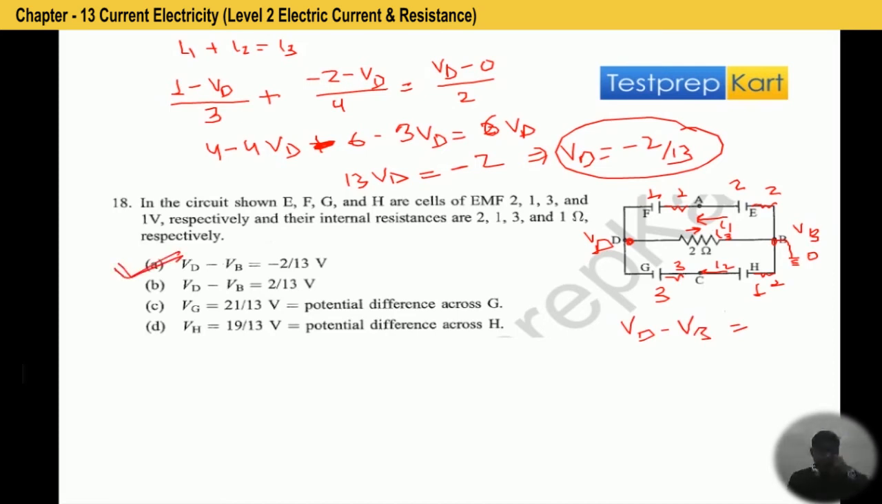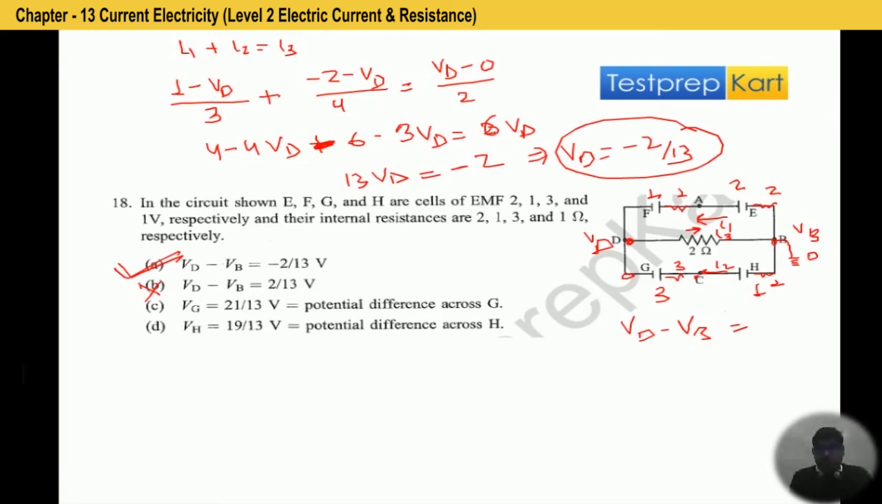Next, VD minus VB is equal to 2 by 13. So both can't be right, so it is not correct. Next, the potential difference across G, across this cell, is minus 21 by 13.